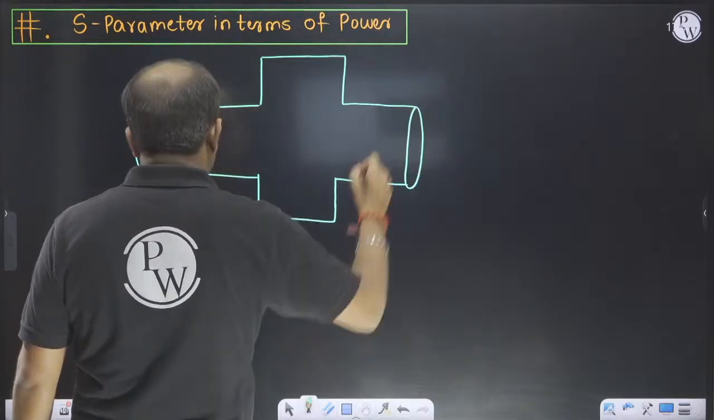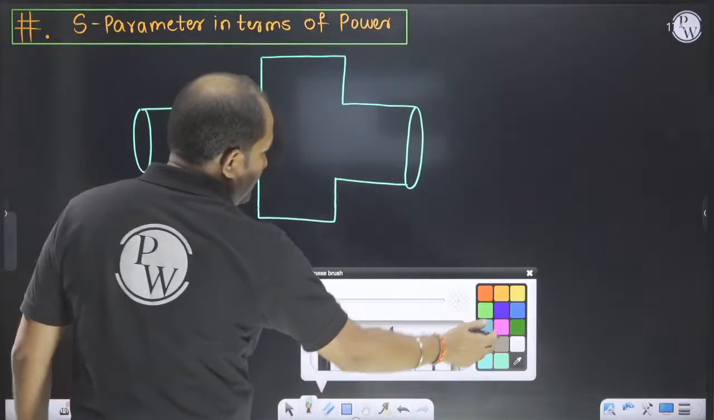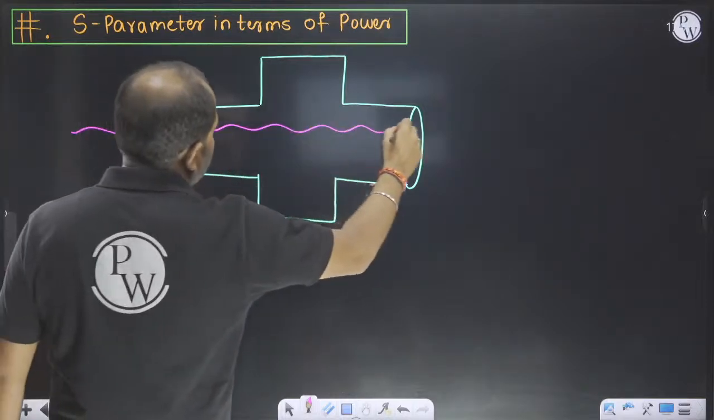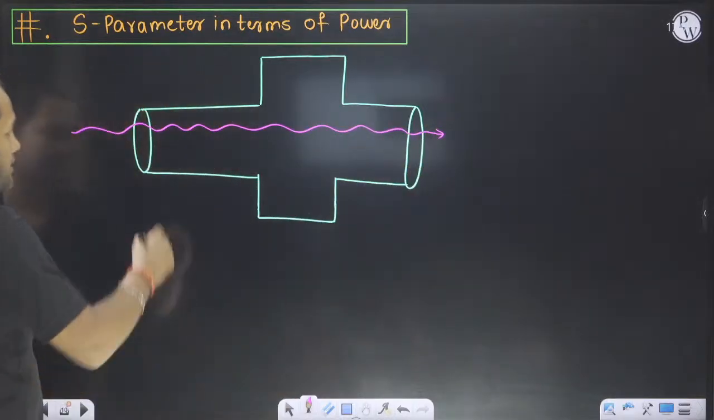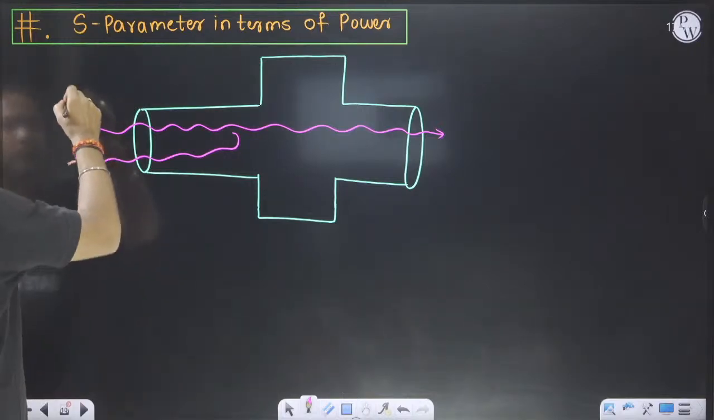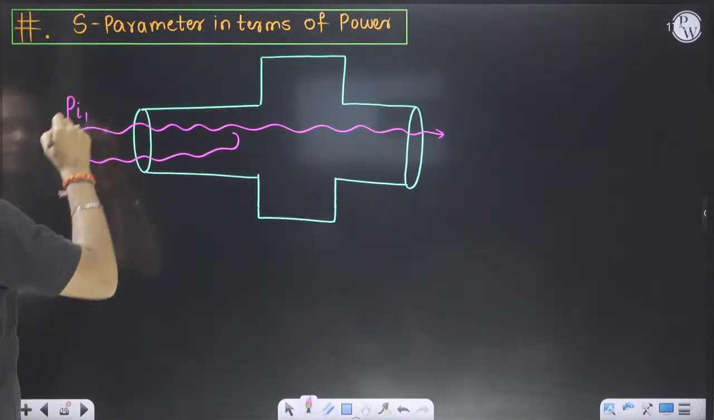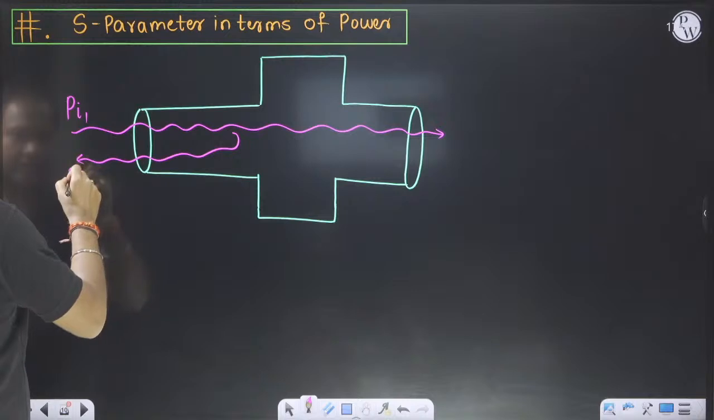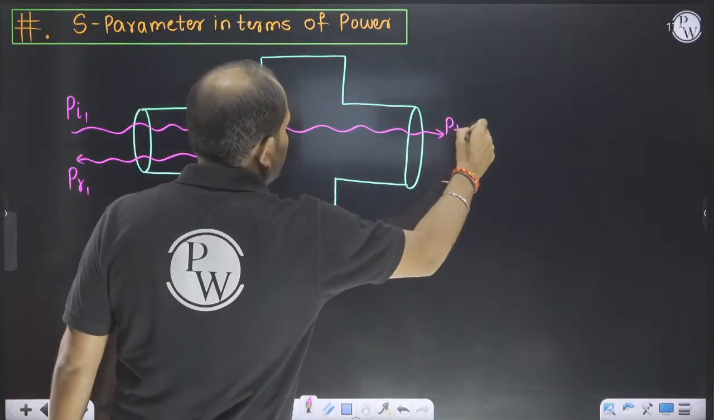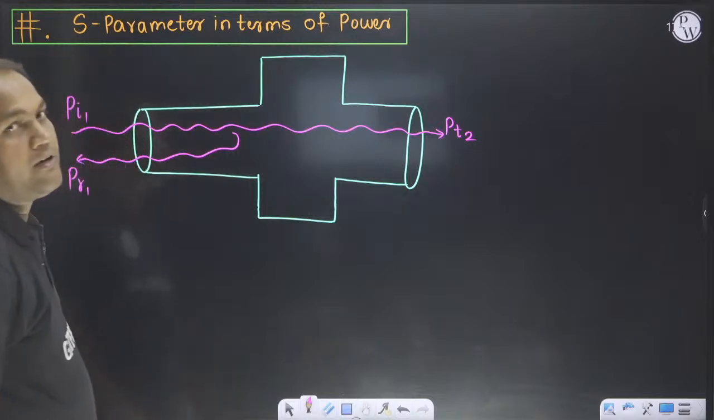This is our coupler. In the coupler, what will happen? If you incident power, then the power will be transmitted and some power will be reflected. When you incident power Pi1, there is Pr1 and there is Pt2.